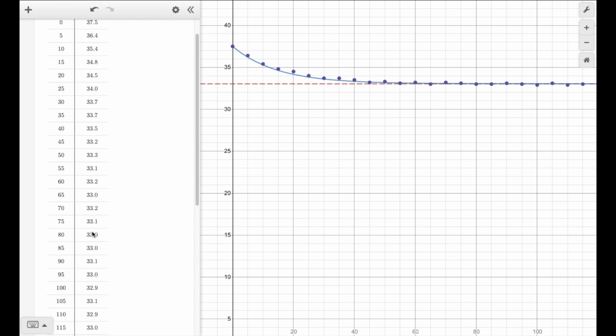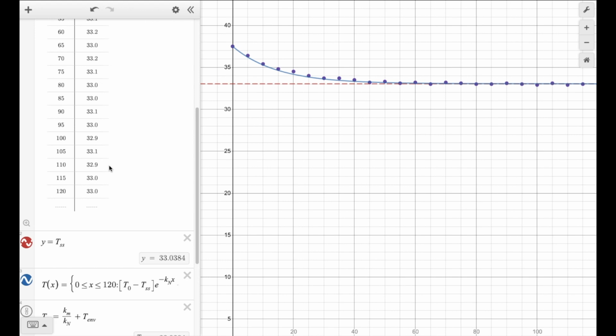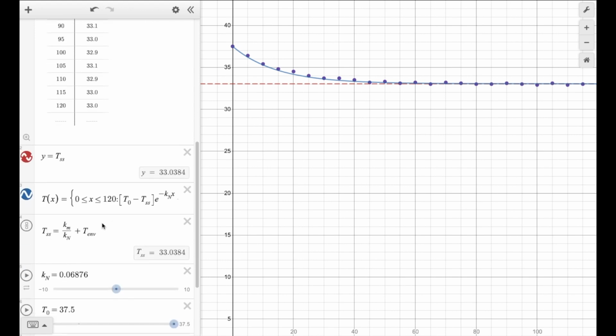Once you put all these values down, you don't have to, because I'm just trying to demonstrate what's happening. What you have to see is the steady state, the value that we figured out for the function, which should be km over kn plus the t environment. That's when you don't have any ks.